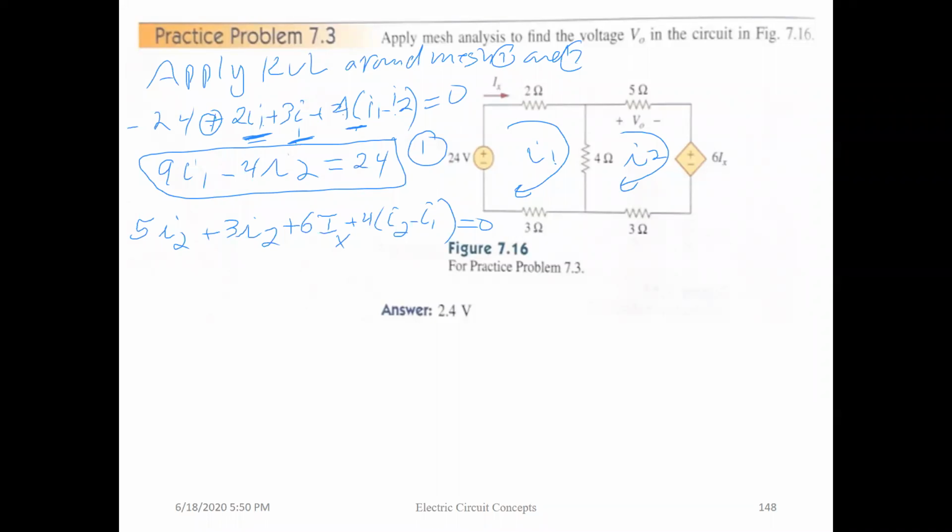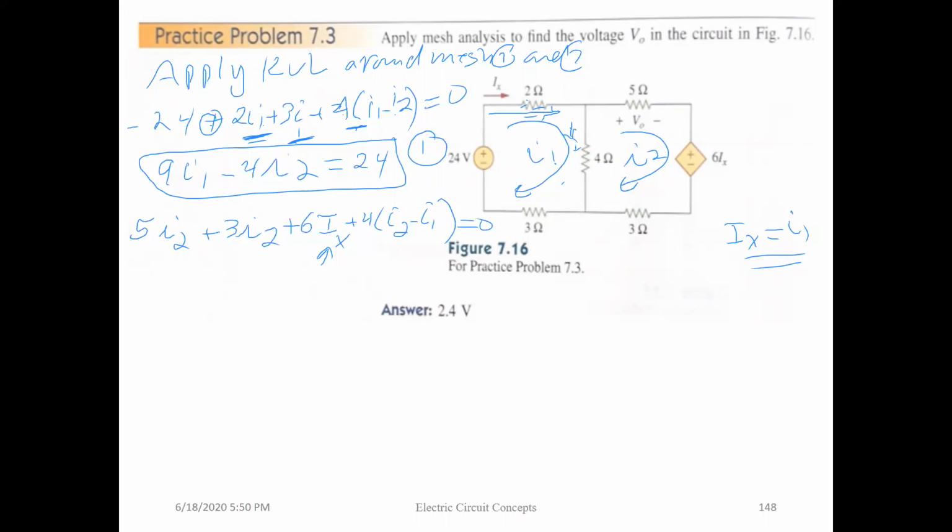Okay, now the only thing I need to find out is the ix in terms of i1. If we look at ix, ix actually is the same as i1. Okay, so is ix going this way? So remember, in the 4 ohm, we have 2 currents flowing in the opposite direction, so the total current will be i1 minus i2. But for this one here, the only current flowing through the 2 is i1. So ix is equal to i1.